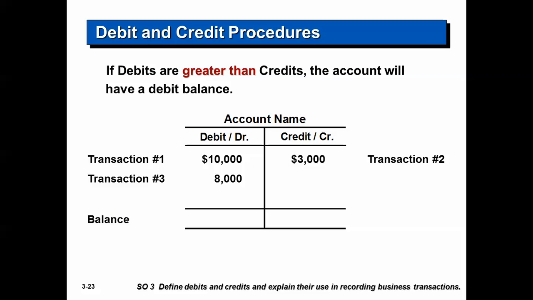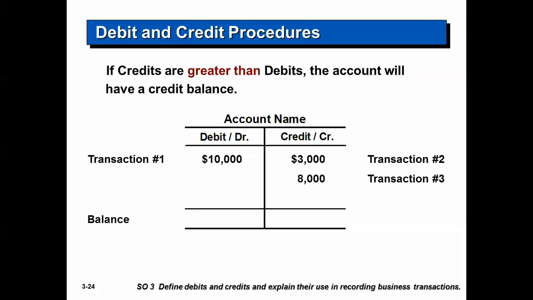Now, when we look at a debit account like cash, and it has a 10,000 debit and an 8,000 debit and a 3,000 credit, this is a debit account. The balance is 15,000. If you add up the left, you have 18,000. If you subtract the right, 3,000, then 18 minus 3 is 15,000. That is a debit balance account.